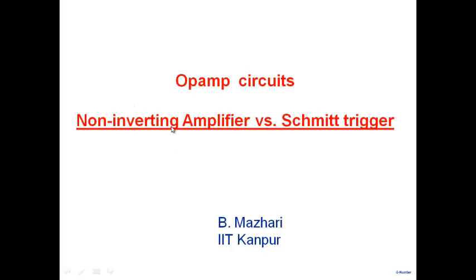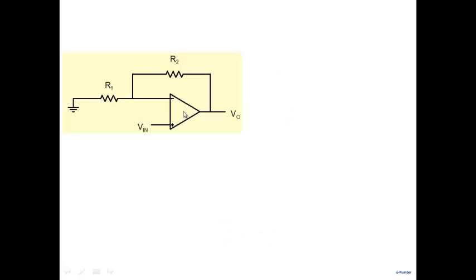Non-inverting amplifier versus Schmitt trigger. Okay, where is the problem? Let me show you this. Do you all recognize this circuit? What is it? Non-inverting amplifier, right? You know the answer to what is the gain?